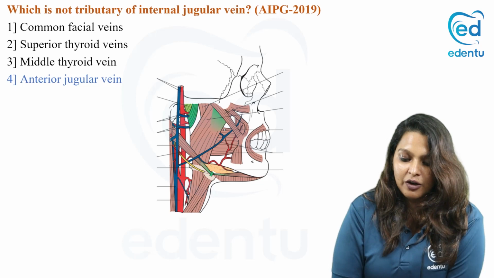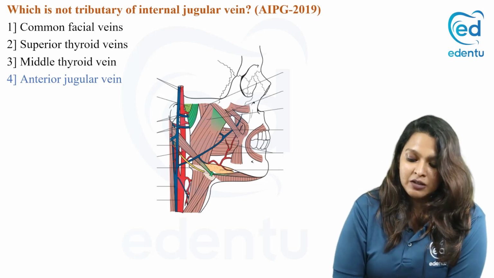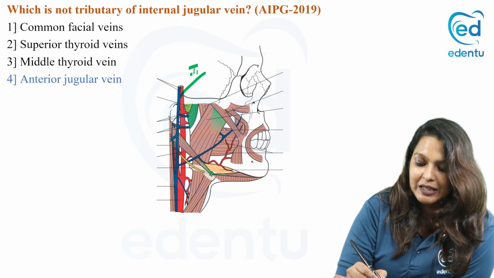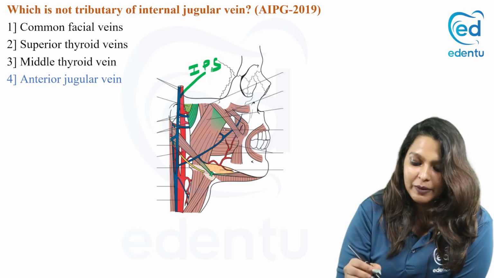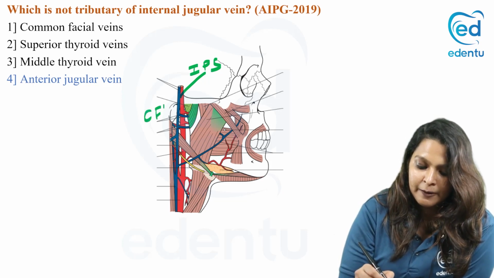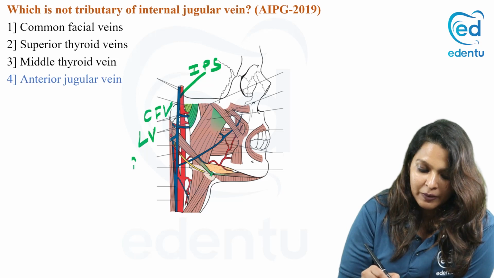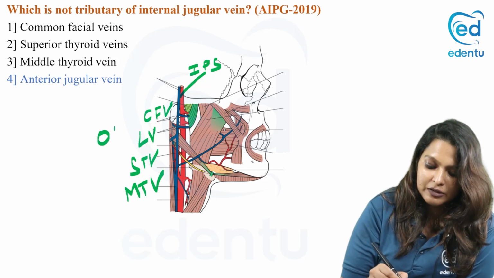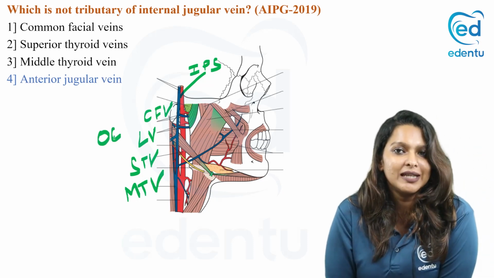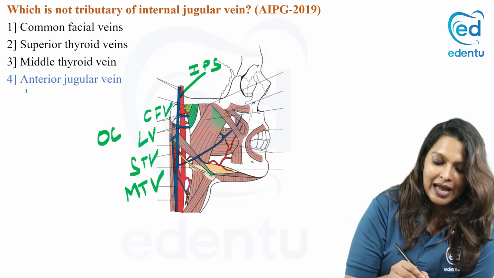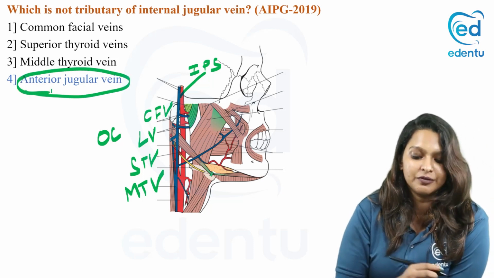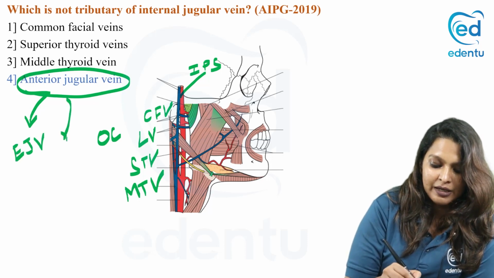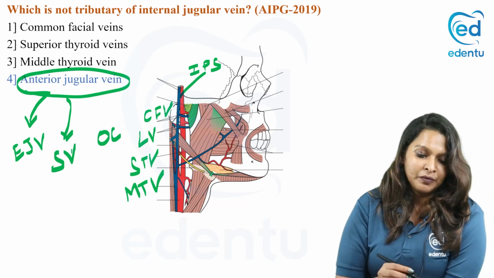Which is not a tributary of the internal jugular vein? So the internal jugular vein has the following tributaries. The first tributary is the inferior petrosal sinus. Followed by that, we have the common facial vein, lingual vein, superior thyroid vein, middle thyroid vein, as well as the occipital vein and communicating veins between the internal and external jugular vein. So the anterior jugular vein is not a tributary of this. It can either drain into the external jugular vein or into the subclavian vein.